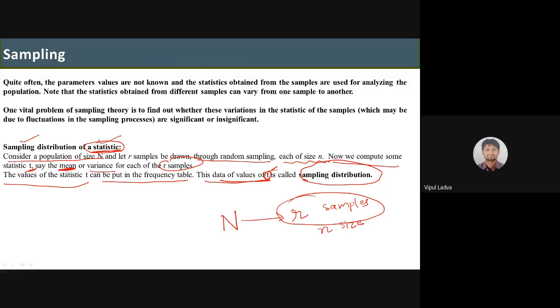Okay, so how we can do that? Let me show you. Up to next slide. Yes, suppose let's deal with one of the simplest example.